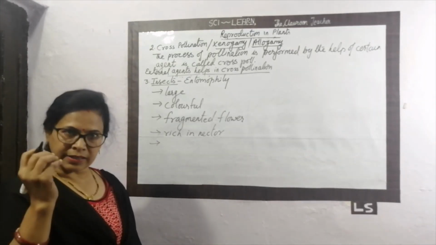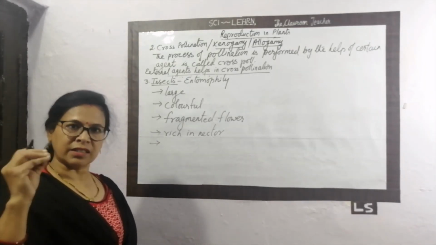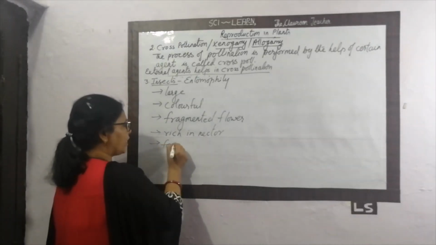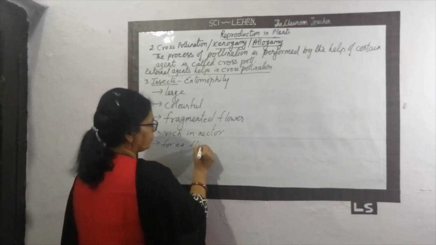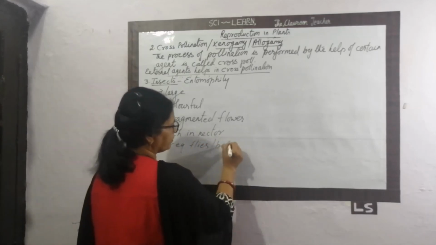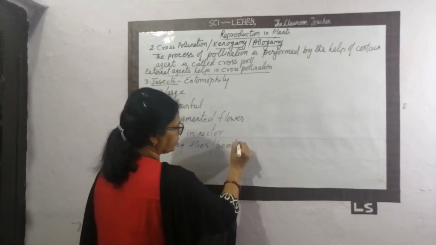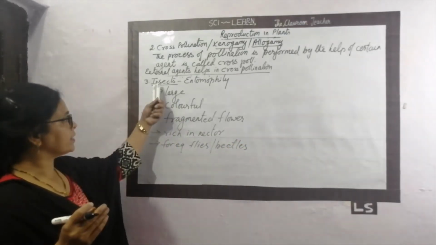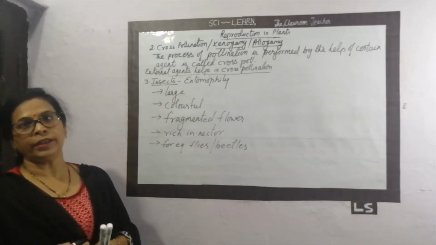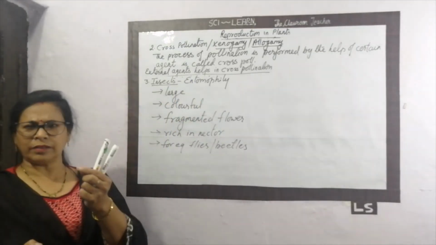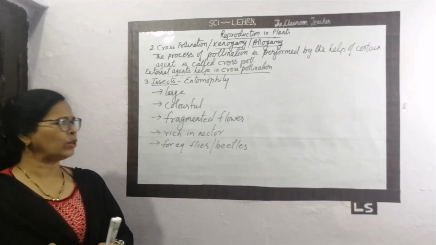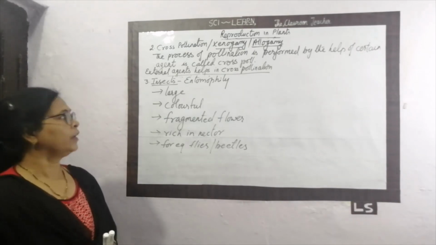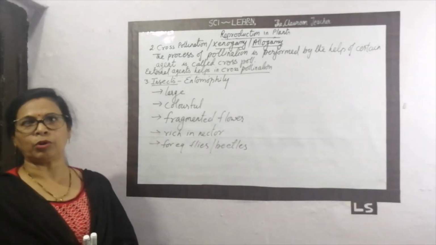Okay, the insects which act as external agents are, for example, flies, beetles, etc. They are the insects which act as agents for the pollination. They also secrete a foul smell. Fragrance is not the only smell, the foul smell is also included in that. So these are the three main types of pollinating agents.